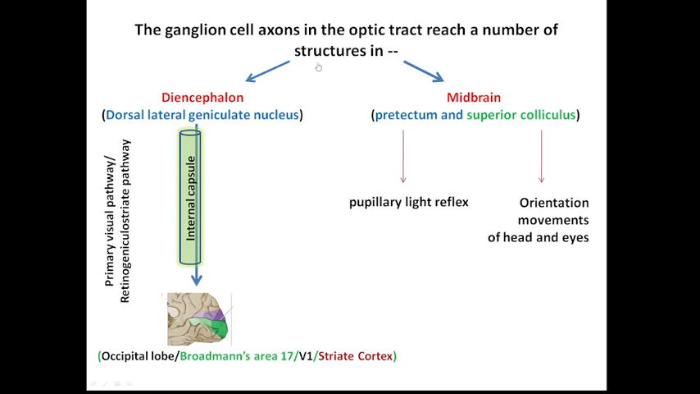Now, most of the fibers are coming towards the diencephalon, and from the diencephalon they go up to the occipital lobe via the internal capsule. This is the part of the primary visual pathway. A few fibers go to the midbrain, and from the midbrain they go up to the pretectum and superior colliculus, and these are for the pupillary light reflex and orientation of the movement of the head and eye.